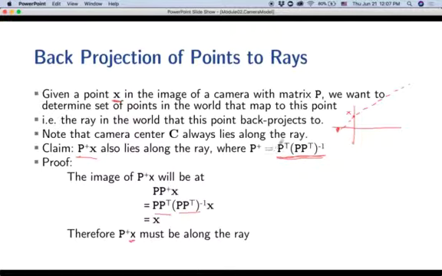Let's do a check of dimensionality here. What's the dimension of P? P is 3 by 4. So P transpose is 4 by 3. By their multiplication, I get a 3 by 3 matrix. I take the inverse of that, which is another 3 by 3 matrix. And so I have a 4 by 3 multiplied by 3 by 3, which is a 4 by 3 entity.